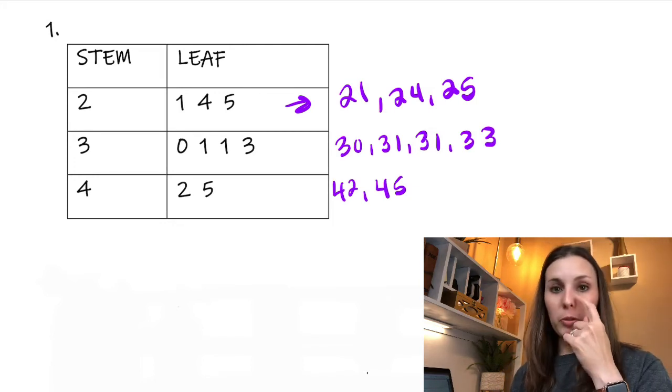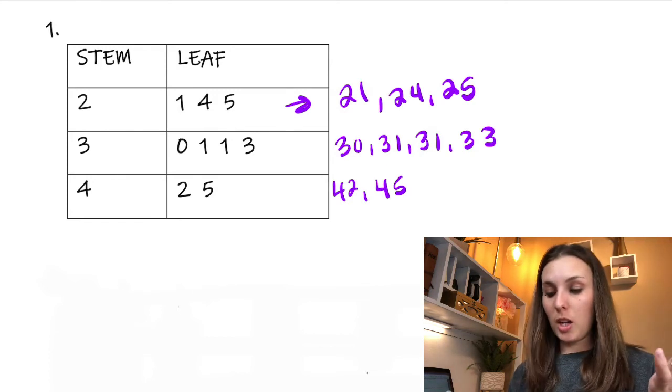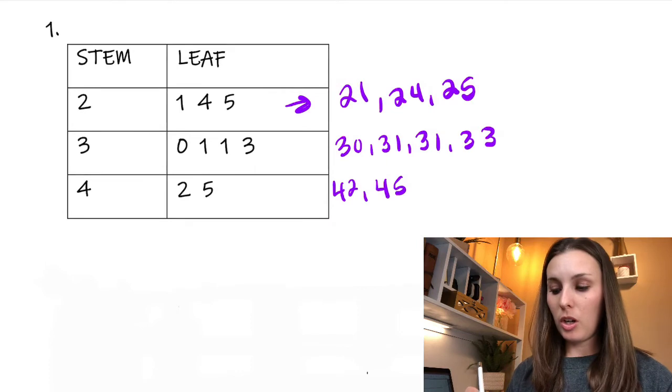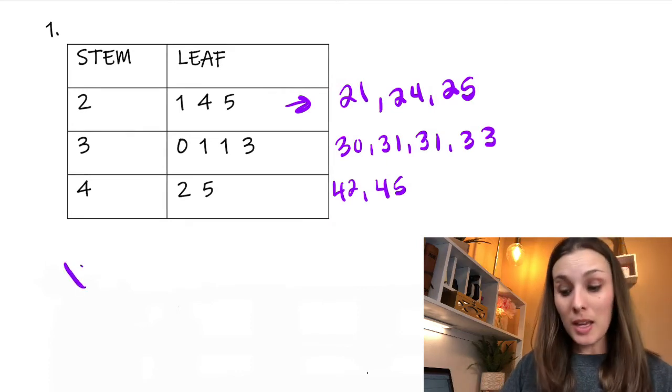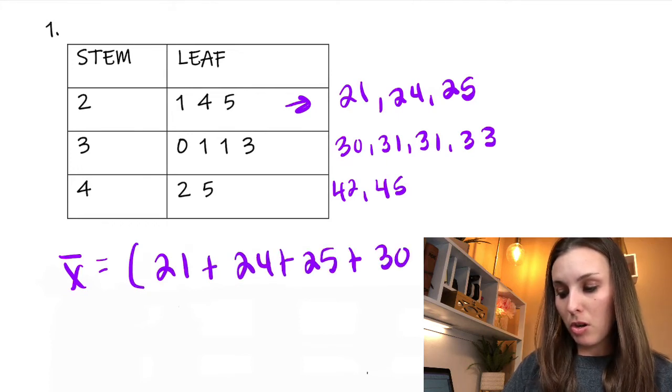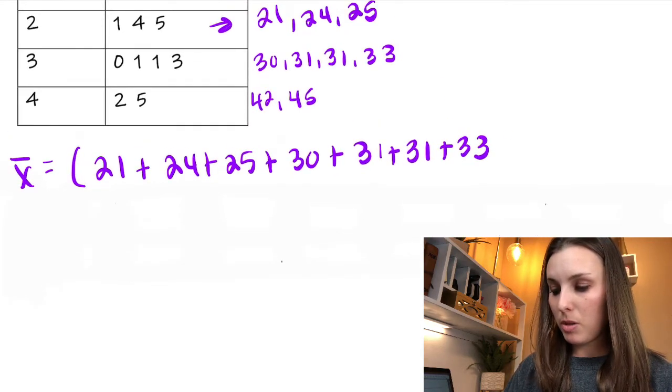All right, so when we're finding the mean, we use our stem and leaf to have our numbers here. And then we just calculate the mean. So we add up all of our numbers. I might run out of room because I started a little big. Let's see. Nope, I'm going to be okay.